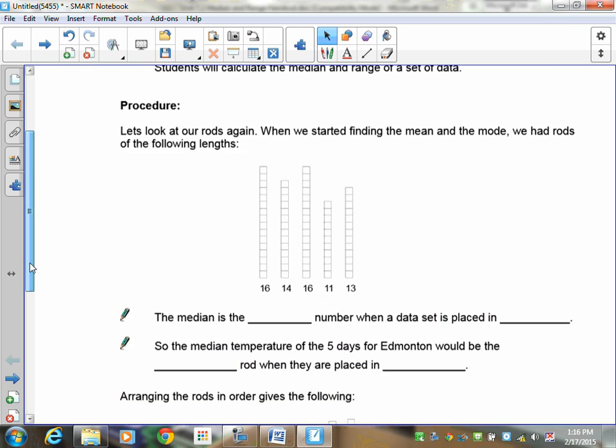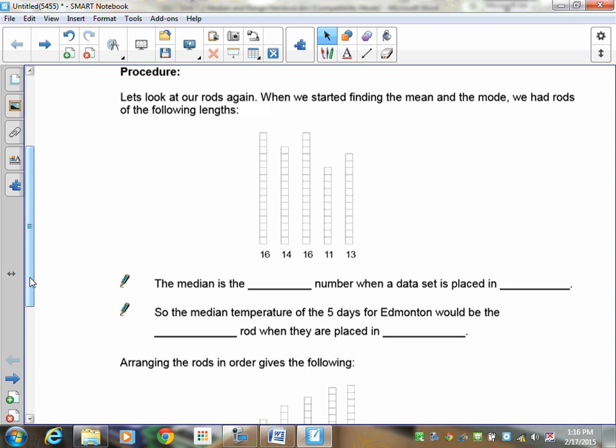So let's take a look at our temperatures in Edmonton that we had when we started our last lesson. We've got them set up like we did before: 16, 14, 16, 11, and 13. The median is the center number, or the middle number, when you put the data set in order. Now, it doesn't matter if the data set's in order from greatest to least or least to greatest, but it's always the middle point. So it's the middle number when a data set is placed in order. Now we're going to get to what happens when there's an even number and what to do in that situation.